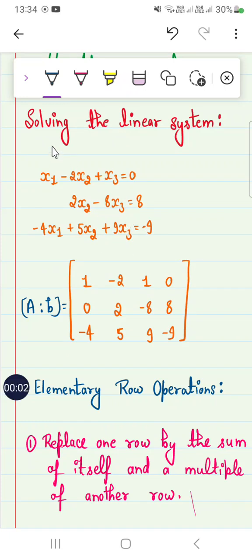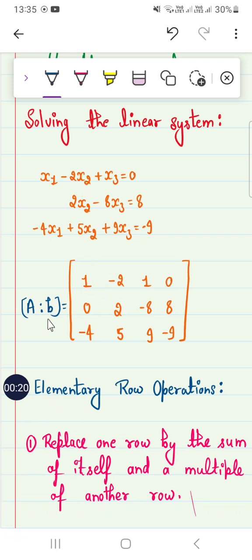Let us define how to solve the linear system. What is the linear system? When we have linear equations in n unknowns, we have to find the solution of these linear equations. Firstly, we write it in matrix form.